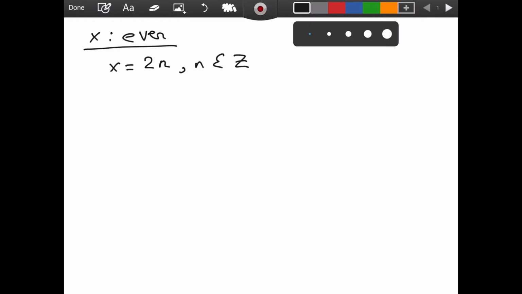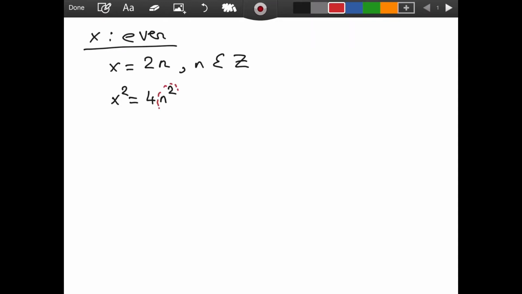Well, I want to take the square now, because as I said, we are interested in the squares of even and odd numbers. If I take the square of both sides, I will have x squared is equal to 4 n squared. Well, what do I see? I see that no matter what the value of n squared is, whether it is odd or even, I will multiply it with 4. And 4 has a factor of 2 in it. So x squared is automatically an even number.